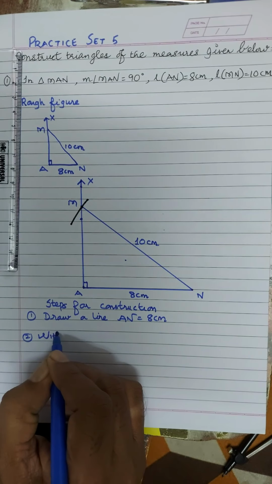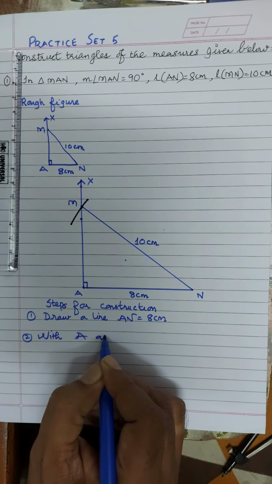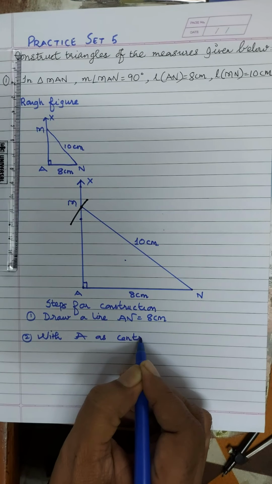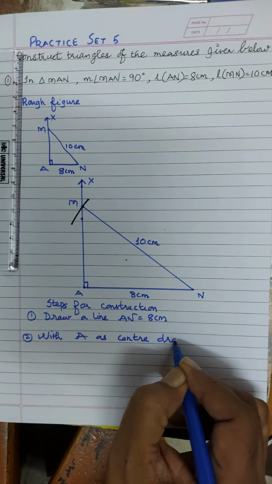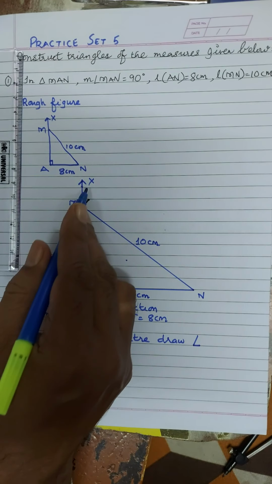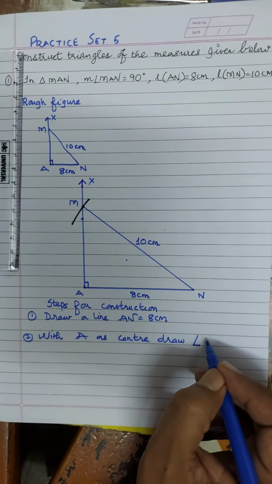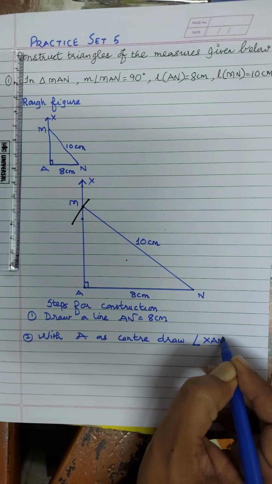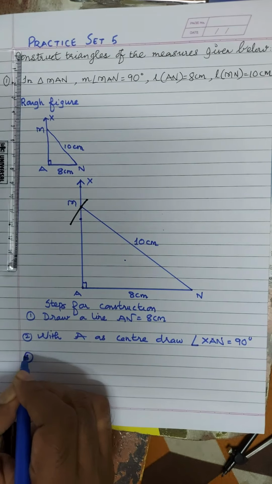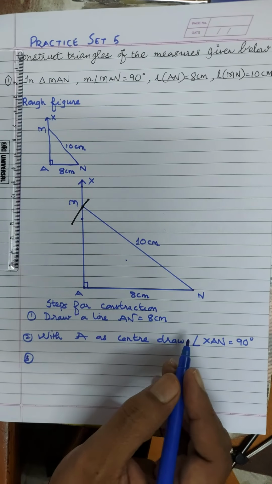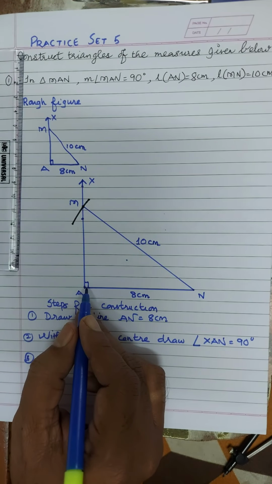So with A as center, draw angle XAN. Angle XAN is equal to 90 degree. You can write simply angle A also 90 degree. See, a 90 degree sign is there.